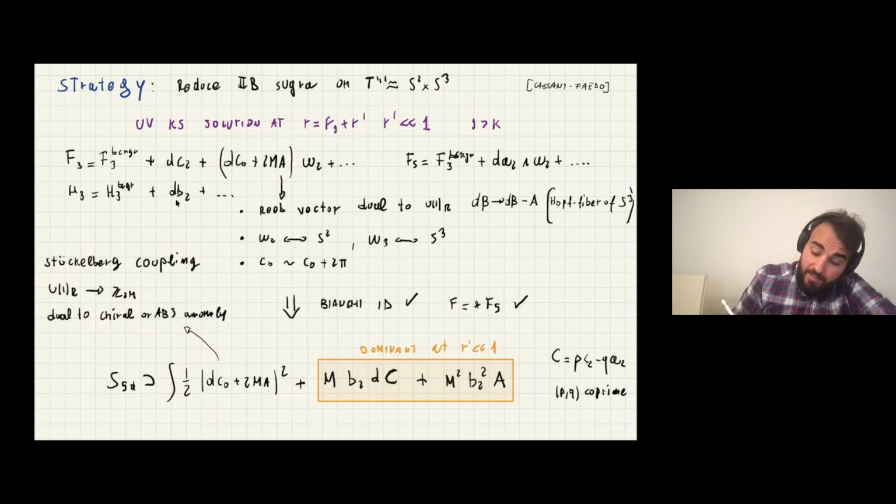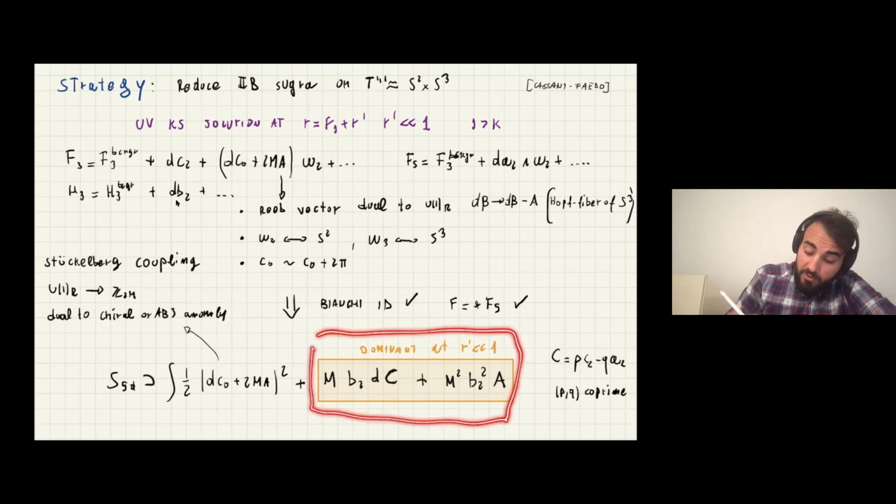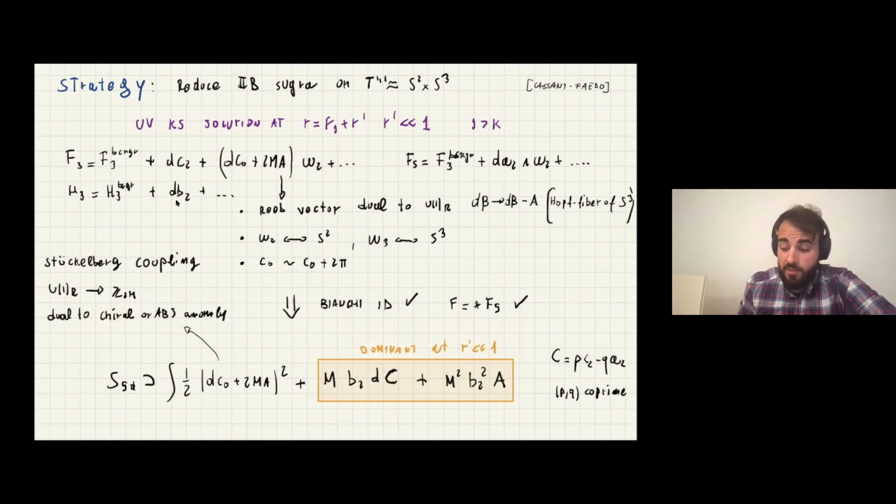Moreover, these two terms are very important, and these would be the dominant terms for R very large, but close to the slices, for R prime very small. And C is the combination of these two fields which I define here. So C2 was defined here and A2 was defined here. And P and Q are coprime numbers.